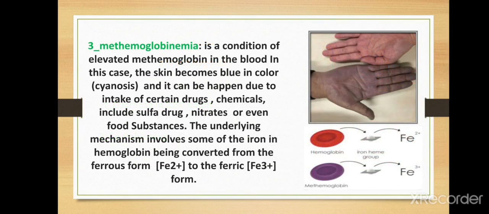Number 3, methemoglobinemia is a condition of elevated methemoglobin in the blood, and in this case, the skin becomes blue in color, cyanosis, and it can happen due to intake of certain drugs and chemicals, including sulfa drugs, nitrates, or even food substances. The underlying mechanism involves some of the iron in the hemoglobin being converted from the ferrous form to the ferric form.